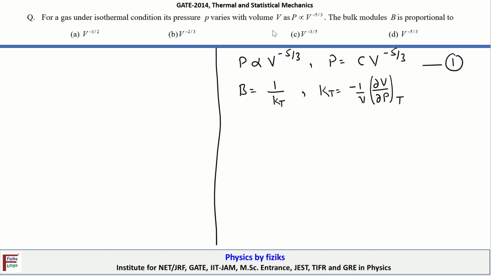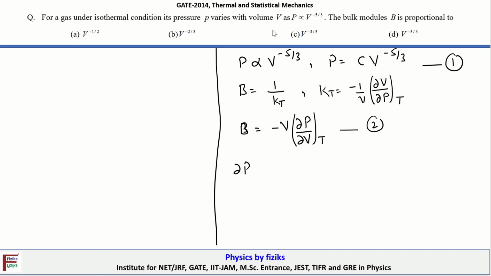A negative sign is introduced here just to keep it a positive quantity, because dP by dV is going to be a negative quantity, so ultimately this will make it positive. Therefore these two relationships allow me to write that the bulk modulus of elasticity B is equal to minus V dP by dV at constant temperature. Now with the help of equation 1 and 2, I will evaluate dP by dV and then substitute it back into equation 2.